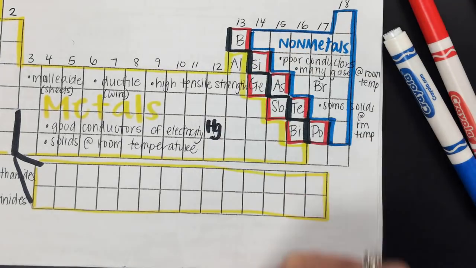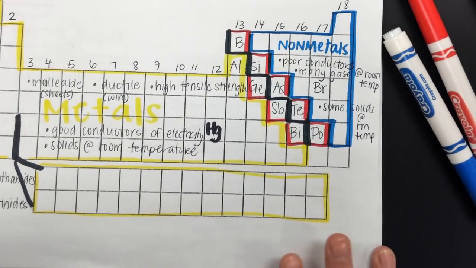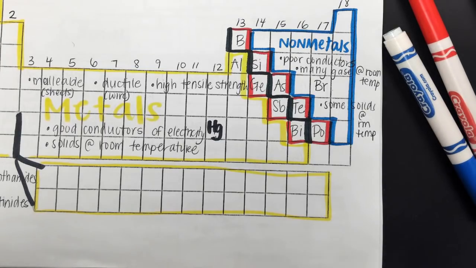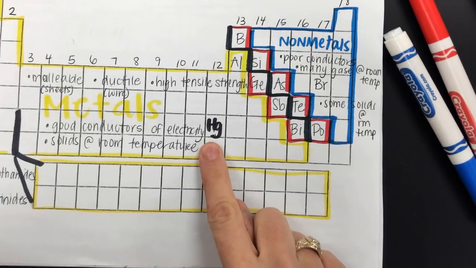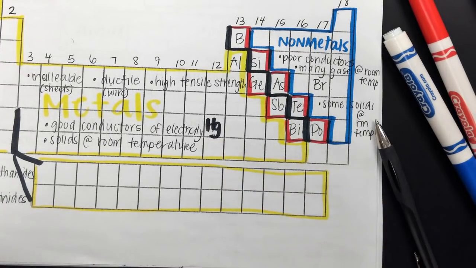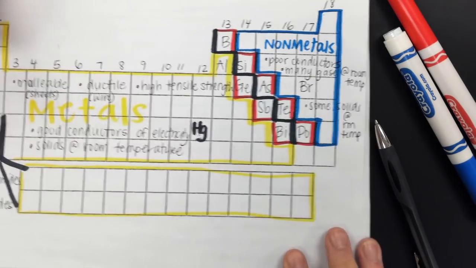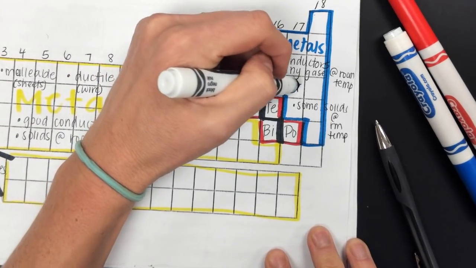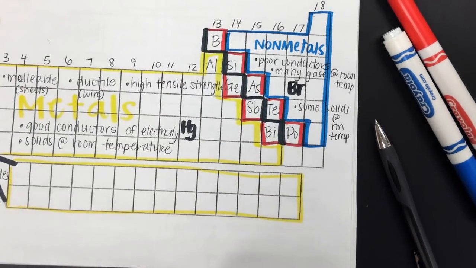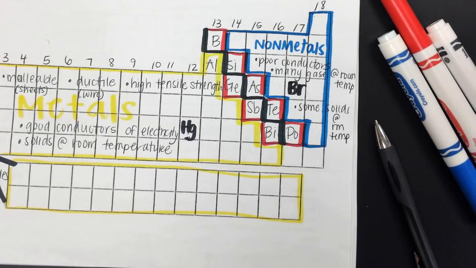And I'll give you a little cheat code. If you look on the periodic table on the wall, any element that's written in the color black, those are your solids at room temperature. Any element written in the color red, those are your gases at room temperature. And then you can see mercury, Hg, is blue because we discussed him being a liquid at room temperature. And your last element that is a liquid at room temperature is bromine.